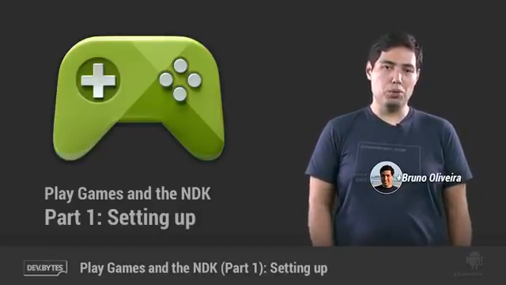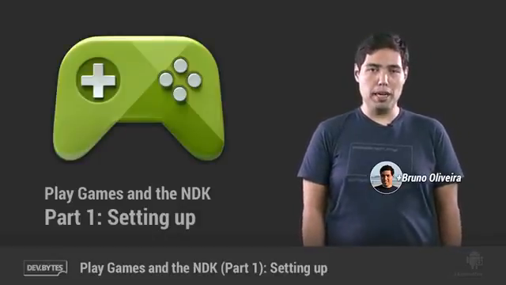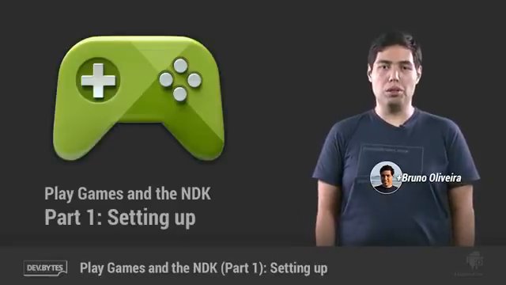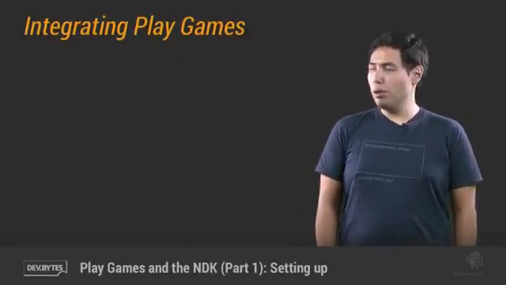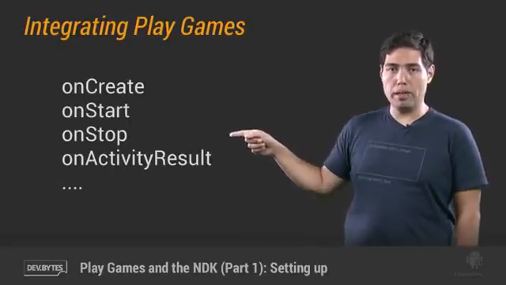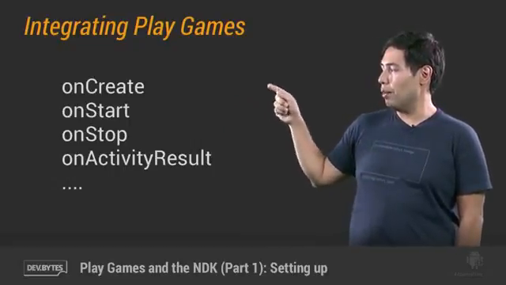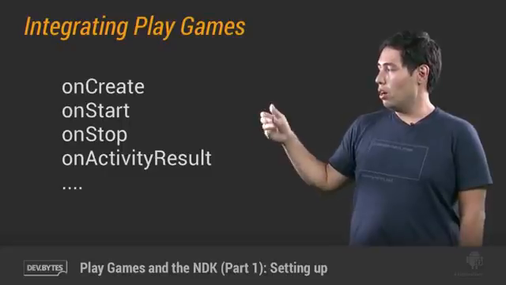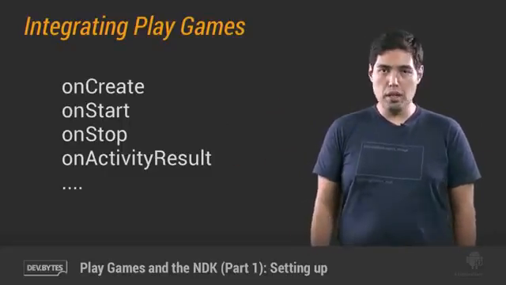Today we're here to talk about two of my favorite things, which are the Play Games API and the NDK, and how to use those two to make a game. When you're writing a game using the Play Games API, you normally have to worry about connecting all these callbacks that the Android lifecycle gives you. So you have onCreate, onStart, onStop, onActivityResult, and several other callbacks.